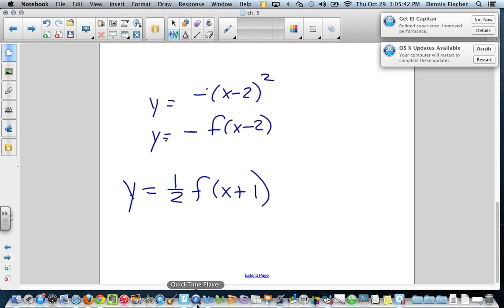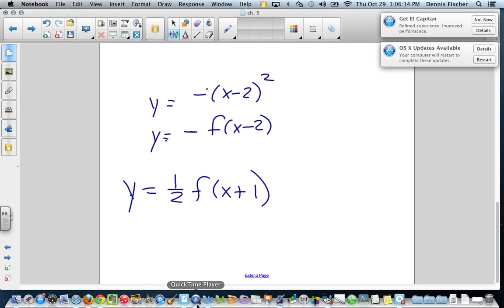From the inside out, the plus 1 on the inside is going to move my graph to the left 1 unit. So I'm going to take all my x coordinates and subtract 1. The 1/2 on the outside, take all your y's and divide by 2. And so if I'm dividing all my y's by 2, what's going to happen to my graph? It'll shrink. X's, you're going to subtract 1. And on the y's, you're going to take all the y's times 1/2. So it's going to take all my y coordinates and split them in half. So it's going to shrink it down, correct?